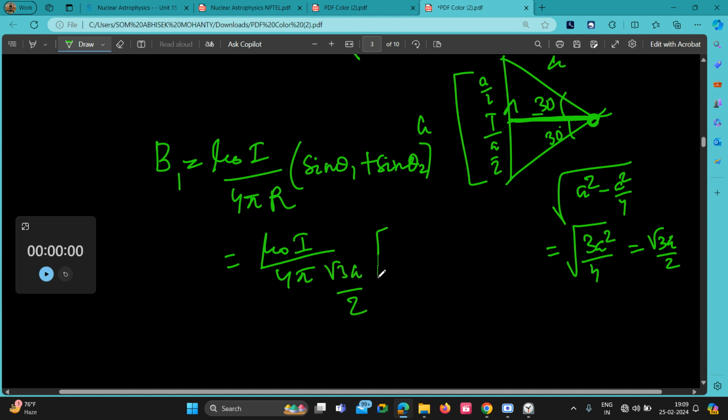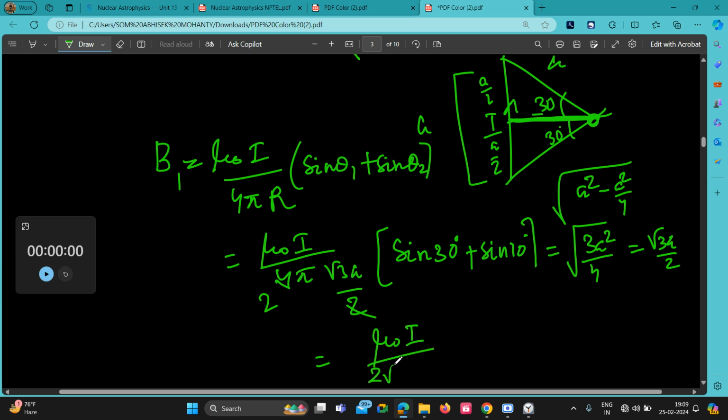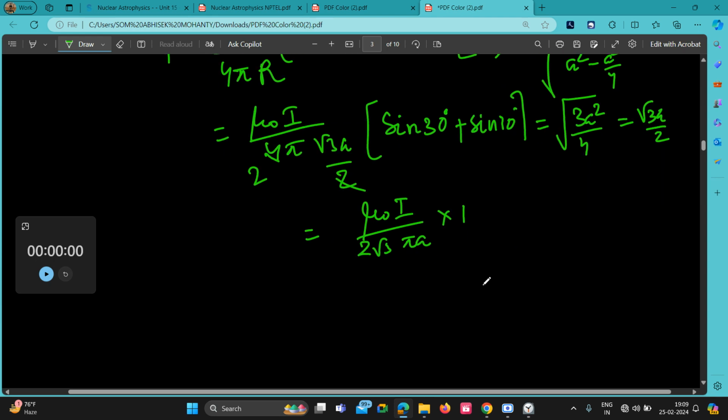Root 3a by 2 sine 30 plus sine 30, both the angles are 30, right? Okay, so this 2 cancels out. Mu naught I by 2 root 3 pi a. Sine 30 is 1 by 2. 1 by 2 plus 1 by 2 is 1, right? So this is the answer.